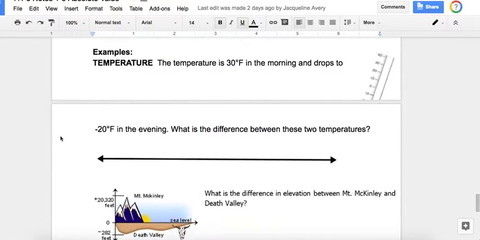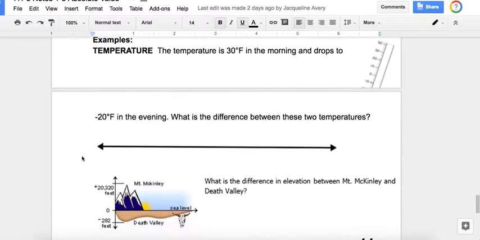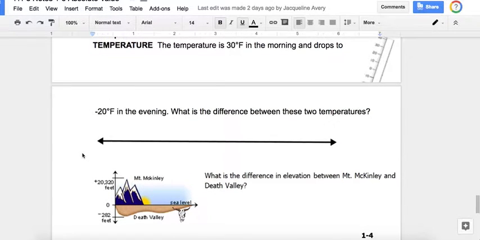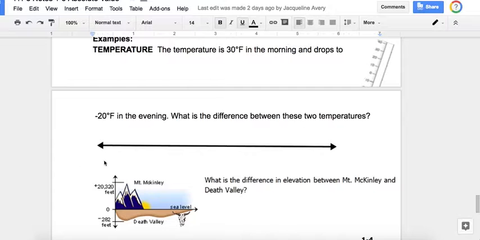So it says the temperature is 30 degrees Fahrenheit in the morning and drops to negative 20 in the evening. What is the difference between these two temperatures? So I'm going to mark negative 20 here. And I'm going to put 0 about here, and I'm going to put 30 about here. So I want to know how far these are apart. Now, some of you were probably thinking 10 right off the bat, but if you look at the number line, that's a lot further than 10.